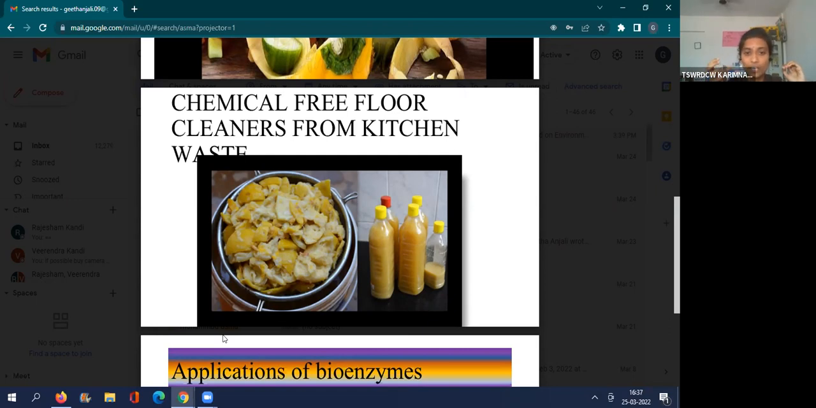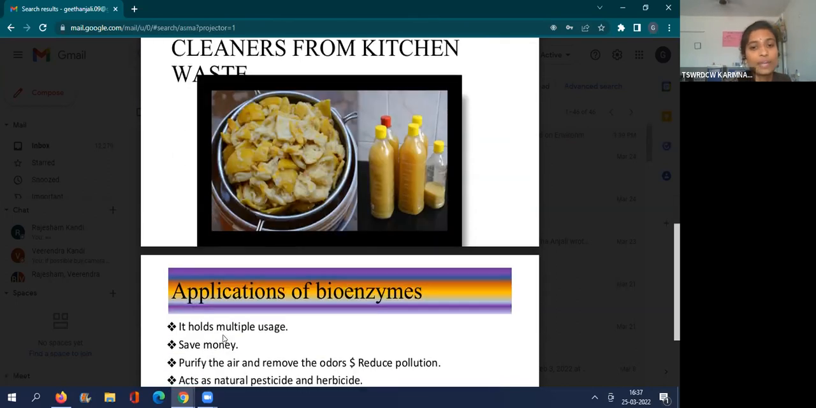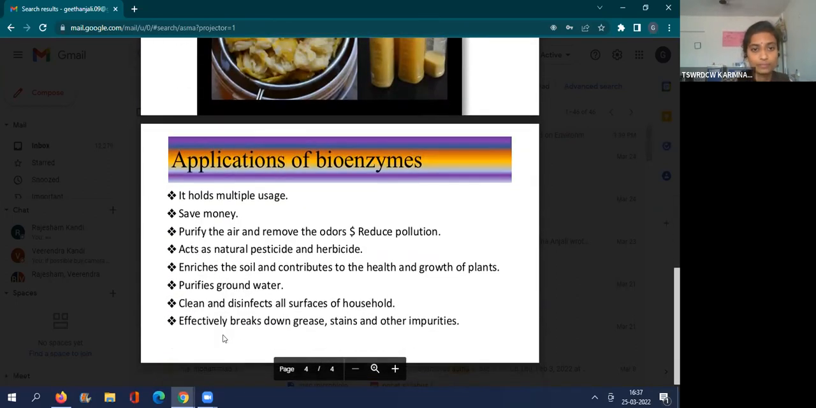Next, whatever liquid we have collected, we have to use as a multi-purpose cleaner, like floor cleaners or in bathrooms. And it is used for sanitary purposes. Next, there are many applications of bioenzymes. It holds multi-usage, and by using these bioenzymes, we can save money.